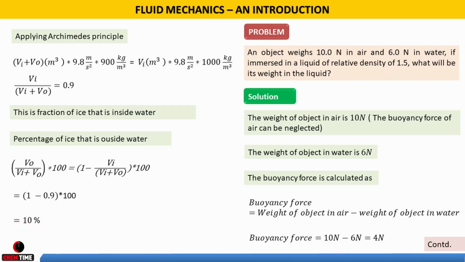The second problem is an object weighs 10 newtons in air and 6 newtons in water. If immersed in a liquid of relative density 1.5, what will be the weight in the liquid? The weight of object in air is 10 newtons, and we can neglect the buoyancy force of air because of its very low density. The weight of object in water is 6 newtons. So therefore, the buoyancy force is equal to weight of object in air minus weight of object in water, that is 10 minus 6, that is 4 newtons.